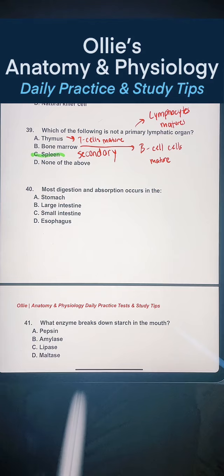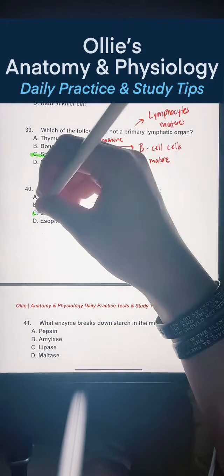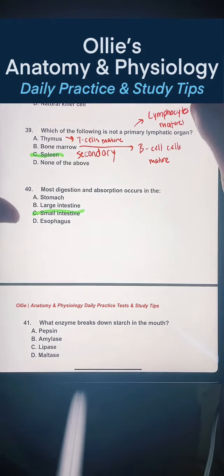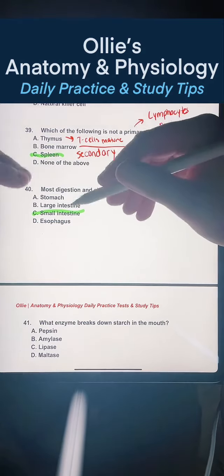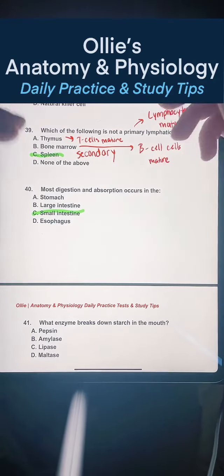Right now, we're on number 40. Most digestion and absorption occurs in the small intestine. The small intestine functions to digest nutrients and absorb most of the food molecules. We'll talk about the rest of these and the functions of each as we go on, so I don't give away any future answers.